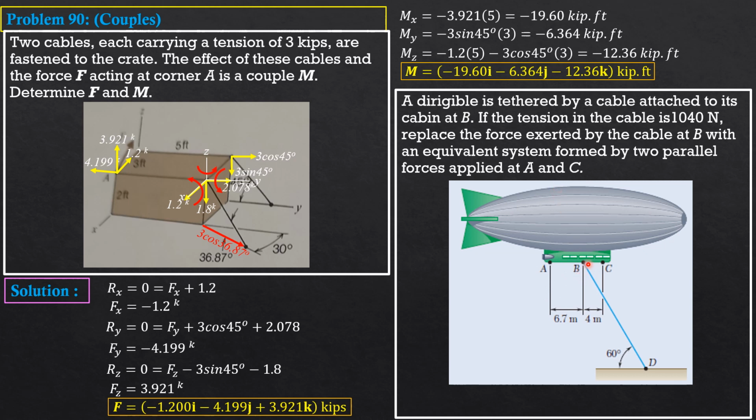Since the force or tension in BD is 1040 and it is in that sense 60 degrees, the forces at A and C will be parallel to this, so it will have an angle of 60 degrees below the horizontal also. And show that these are the answers. FA is 388.8 newtons, 60 degrees below horizontal, parallel to tension in BD. And FC is 651.2 newtons at 60 degrees below horizontal also. So that's it for your part.